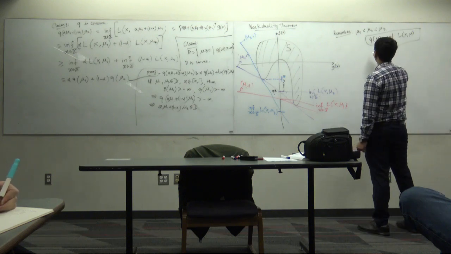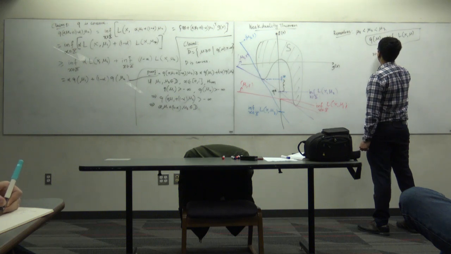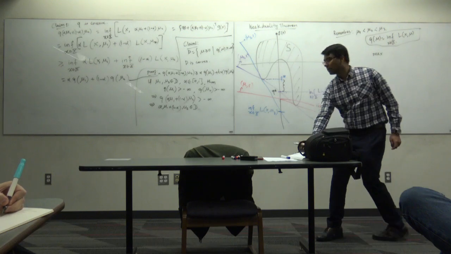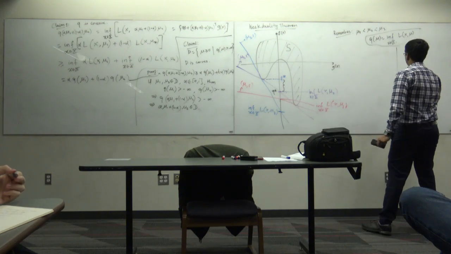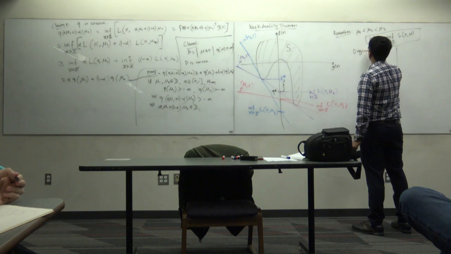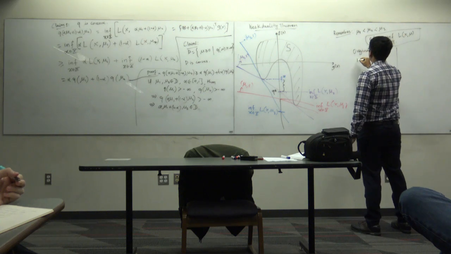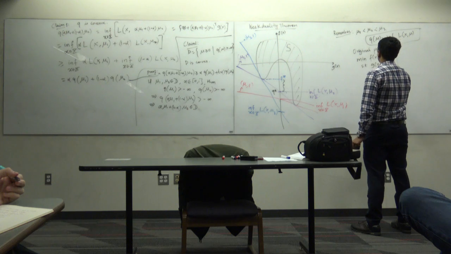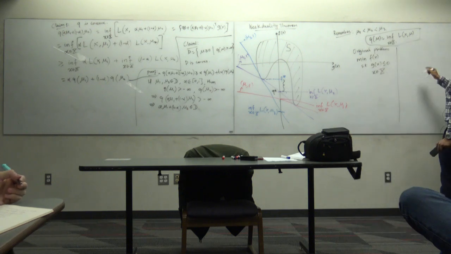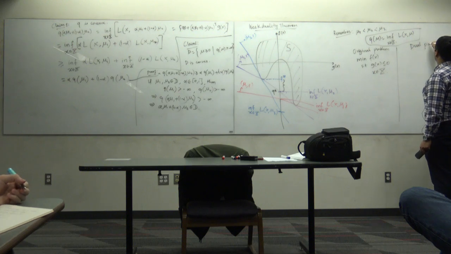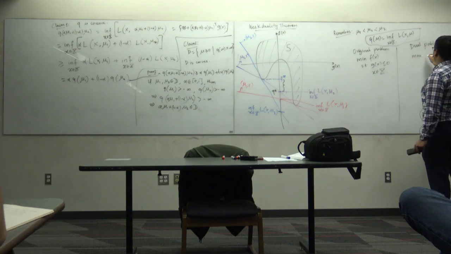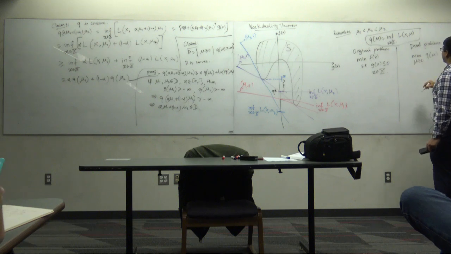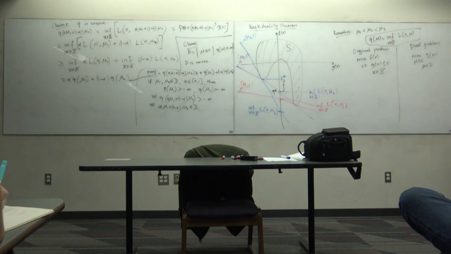Okay, so let's consider this optimization problem. So we started with the original problem. I want to minimize f of x such that g of x is less than or equal to 0, x is in capital X. And then I constructed a dual problem, which is to maximize Q of mu, mu greater than or equal to 0, mu in capital D. Okay? Where Q of mu is defined in this particular fashion.